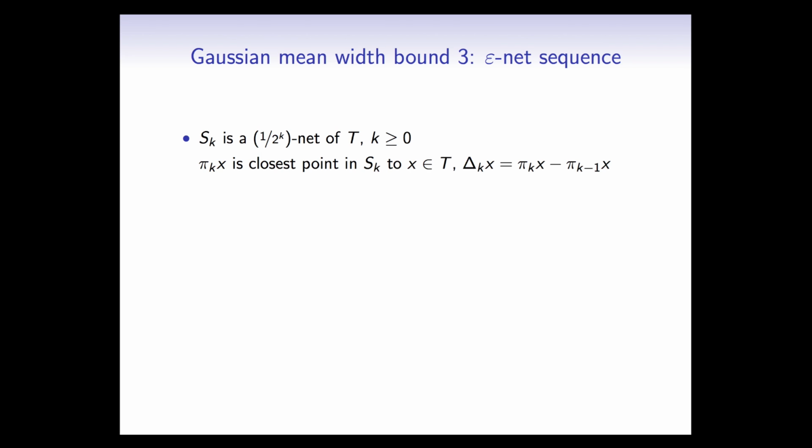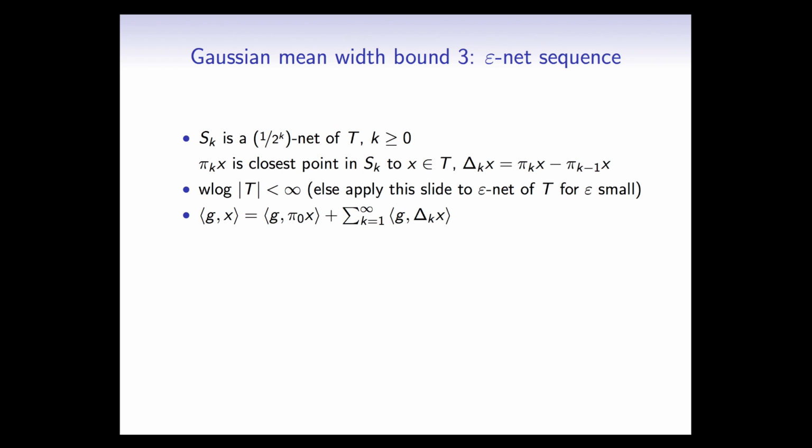Some notation, pi sub k of x is the closest point in S sub k to x in t. And delta k x is, think of it as take the point that's close to me in the k net and take the difference with the point that's close to me in the k minus 1 net. And just by triangle inequality, this will have small norm, because I can take pi k of x to x, and then I can take x to pi k minus 1. And those are both small when k is big. So delta is going to 0. And pi k of x is becoming like x.